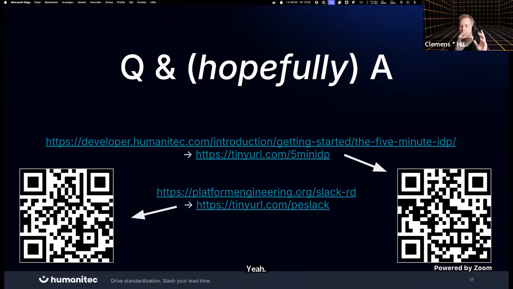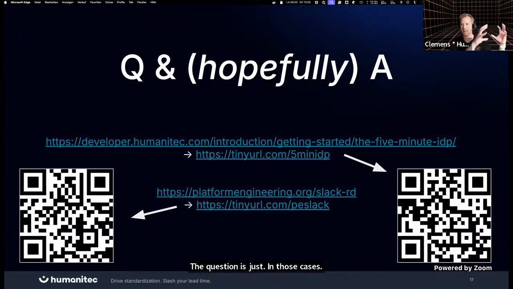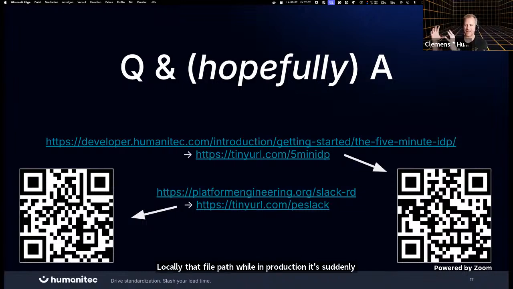Or you could go ahead and write your own resource provisioner, which then answers to the question cache with just a local file system and basically delivers back the path to the application. The question is just in those cases, how will the application handle locally that file path while in production it's suddenly a Redis cache? That's a wildly different implementation from the interface.